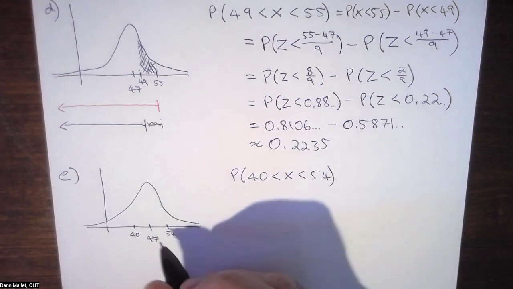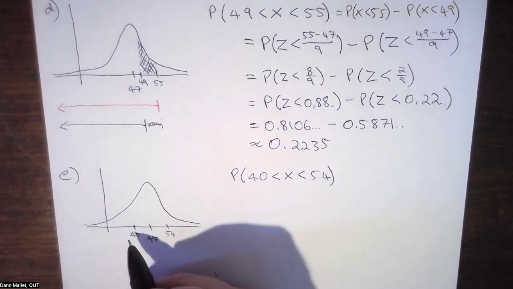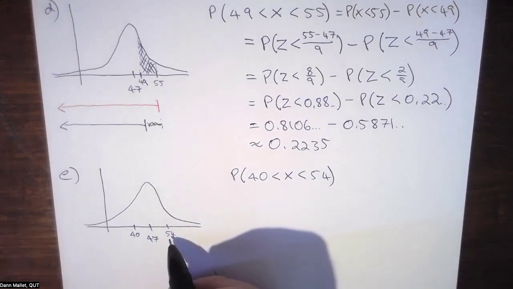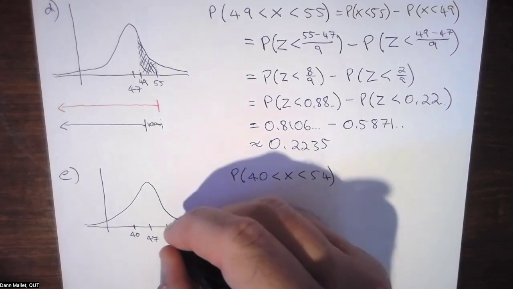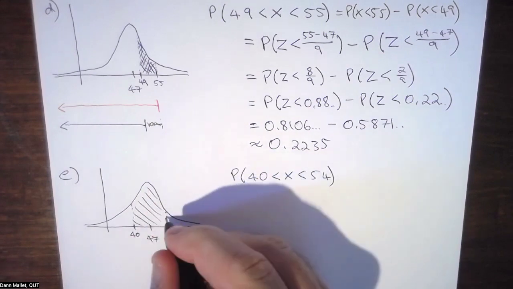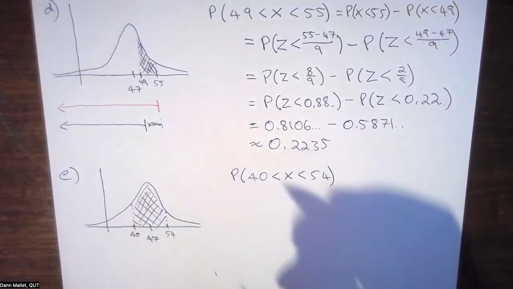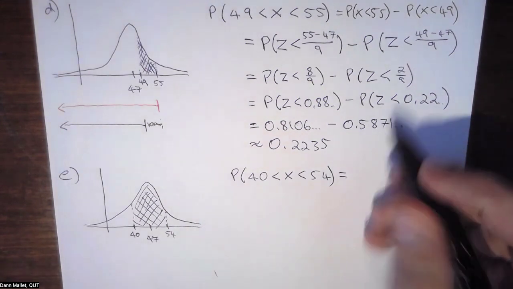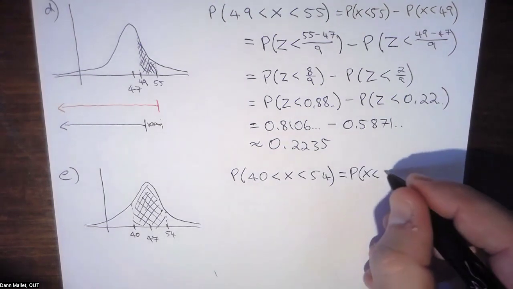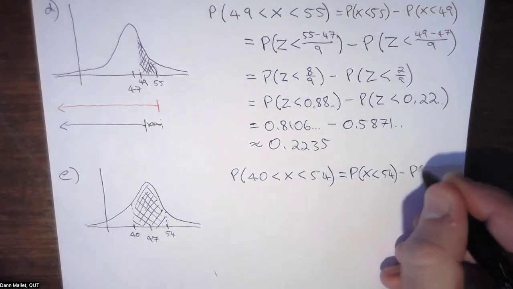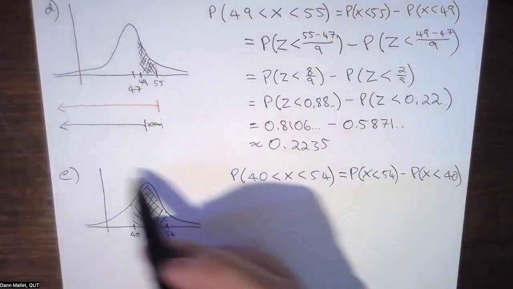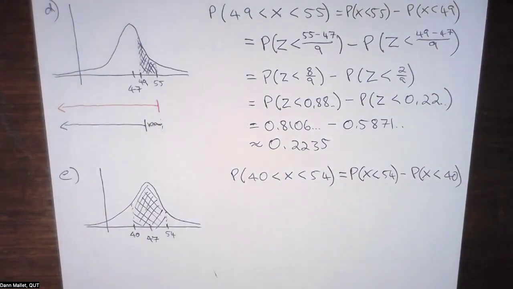Now, what you might remember is that when we're on the left-hand side, we have to do a bit of work to get that into a value that we can look up in our tables. 54 is fine, we'll just standardize that, but we do need to do a little work on 40. So we're looking for the area that I'm shading now. And we're going to write that just like we did in the previous example as the probability that X is less than the larger value, 54, take away the probability that X is less than the smaller value of 40. And we're using the same reasoning there as we did to subtract the areas in the previous example.